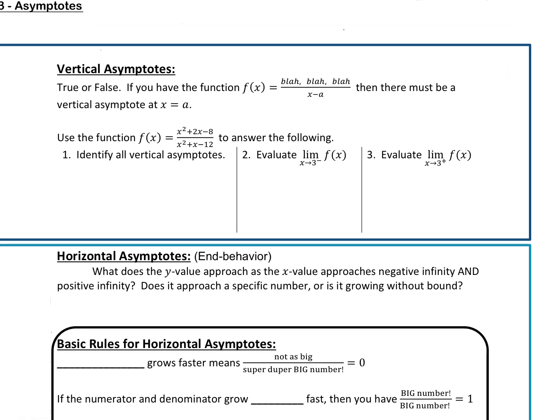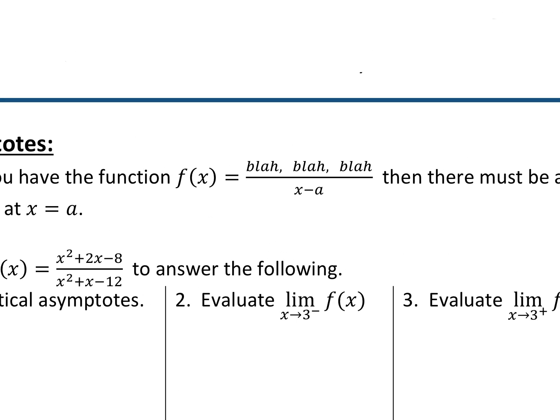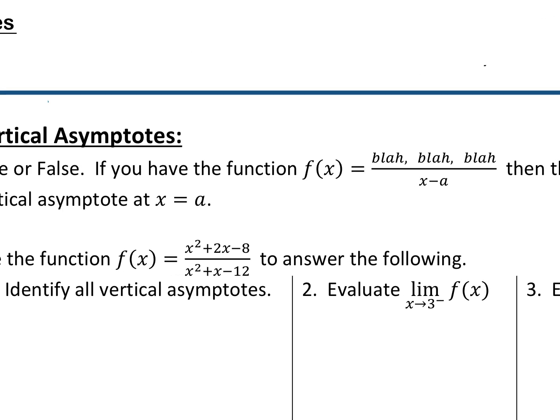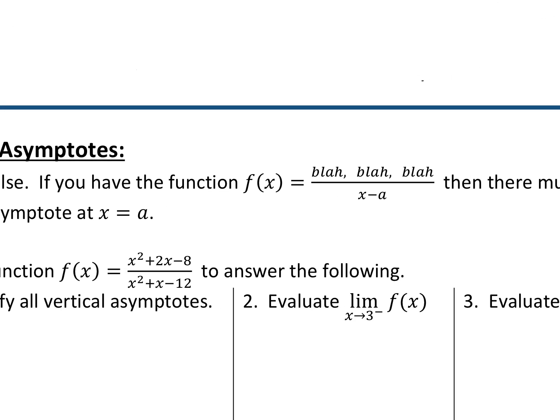These are the notes. You guys probably see this at the top. There's a true or false question there. I'm going to give you guys a minute to see if you can answer that true or false question. What does this say? If you have the function f of x equals whatever on top over x minus a, then there must be a vertical asymptote at x equals a. So think about that for a minute.